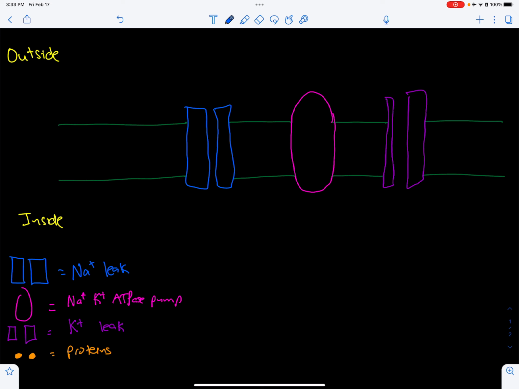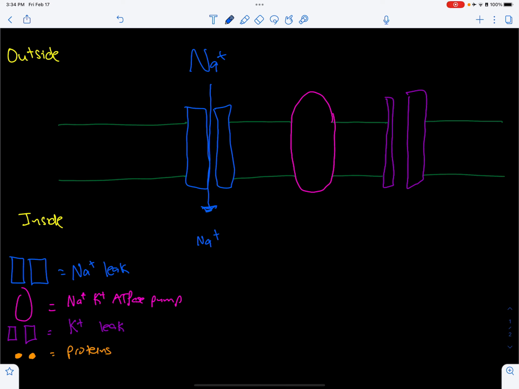Okay, and so right here, we've got the sodium leak channels. Right here, we've got the sodium-potassium ATPase pump, and then over here, we've got the potassium leak channels. Now, if you recall from class, the leak channels are hallways that are always open, and they allow ions to move down their gradient. If you remember, you've got sodium, which is much more concentrated on the outside of the cell compared to the inside. So it's always going to flow while this gradient exists.